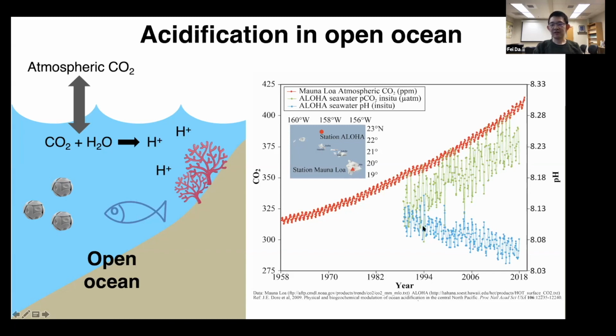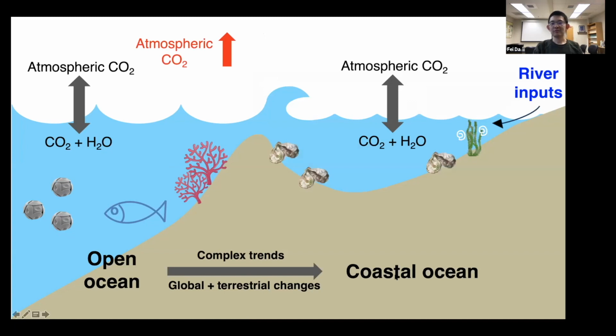That is shown by the blue line, which shows that pH has been decreasing continuously over the past several decades. This is in open ocean. Air CO2 is the dominant driver. However, if we come to coastal regions where lots of people live, the story can be more complicated because we are not only facing the increase in air CO2 globally, there's also impact from the river.